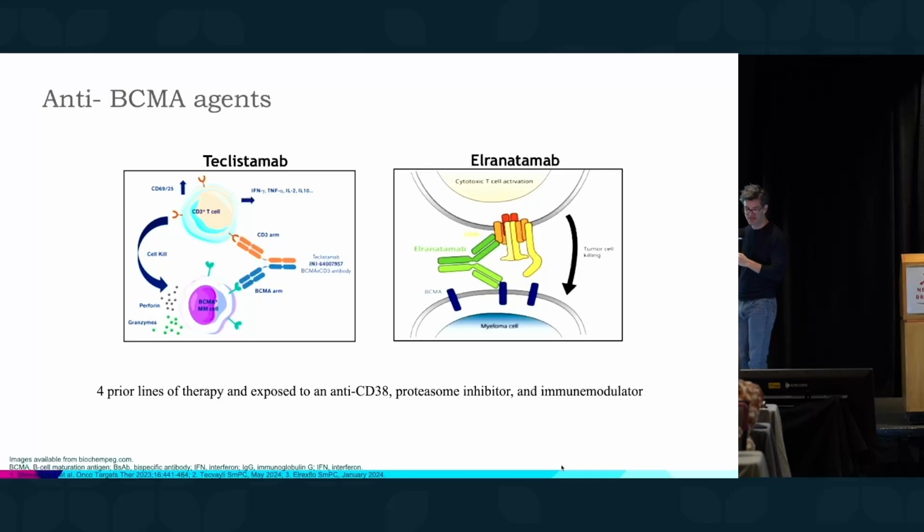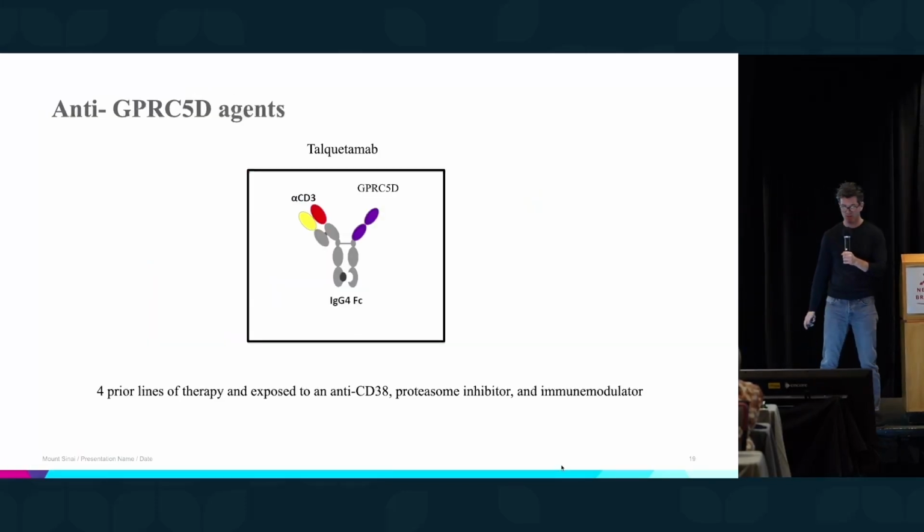So these are the two agents that I said are approved, the teclistamab and elranatamab that target BCMA, and this is the talquetamab that targets GPRC5D.